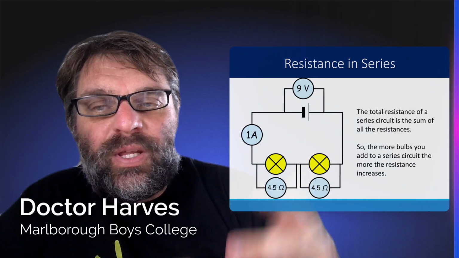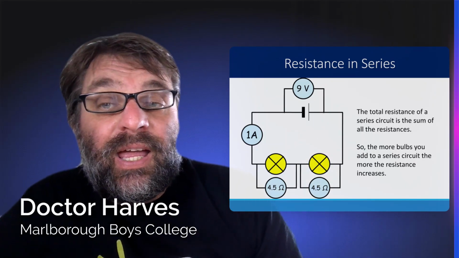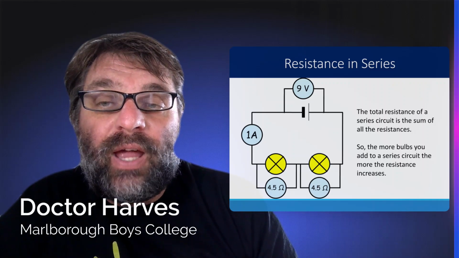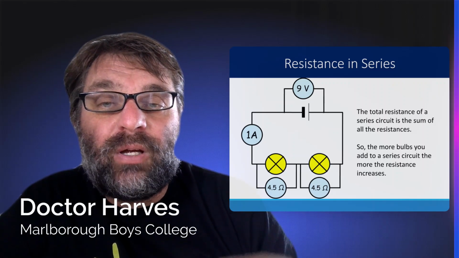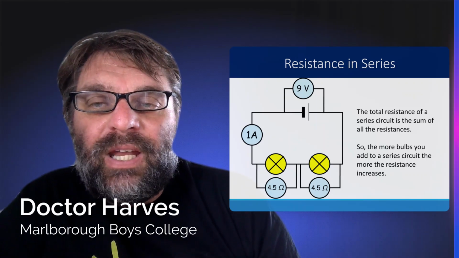So why are we doing this? Well, looking at resistances in different types of circuits can help you understand why we get certain brightness and dimness depending on the lamps, depending on the circuit.